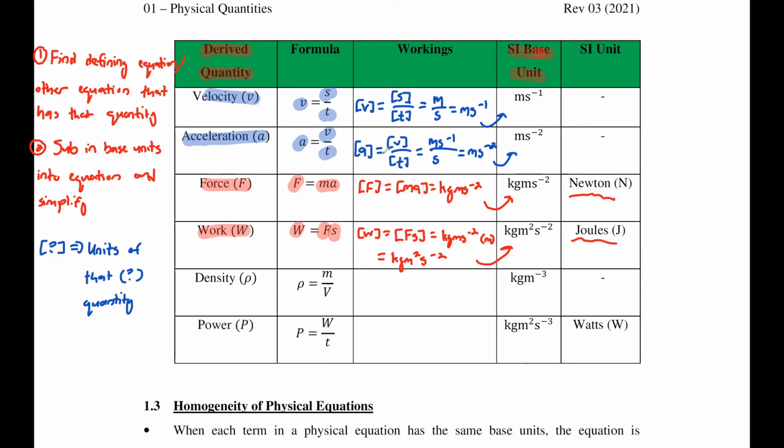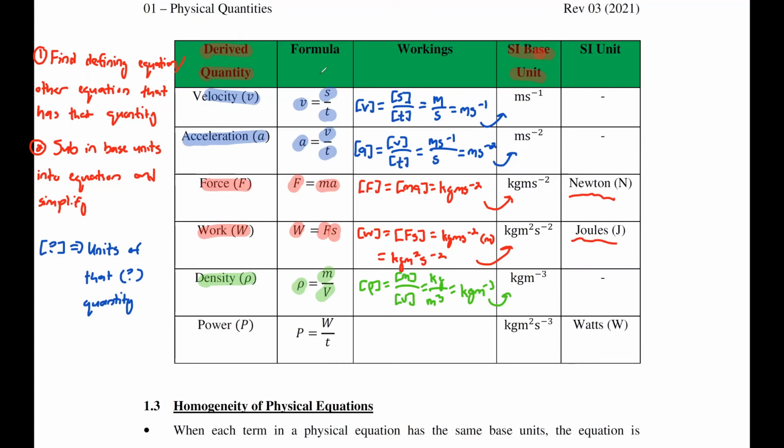Now, if we go to density, the unit of density can be determined from the equation which says that density is mass per unit volume. So the unit of density is equals to the unit of mass divided by the unit of volume. Unit of mass will be kg, unit of volume will be meter cube. So you get kg per meter cube as the SI base unit.